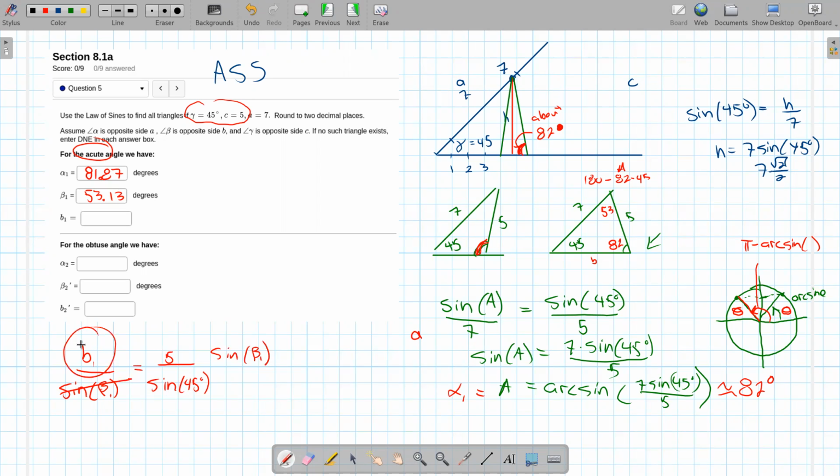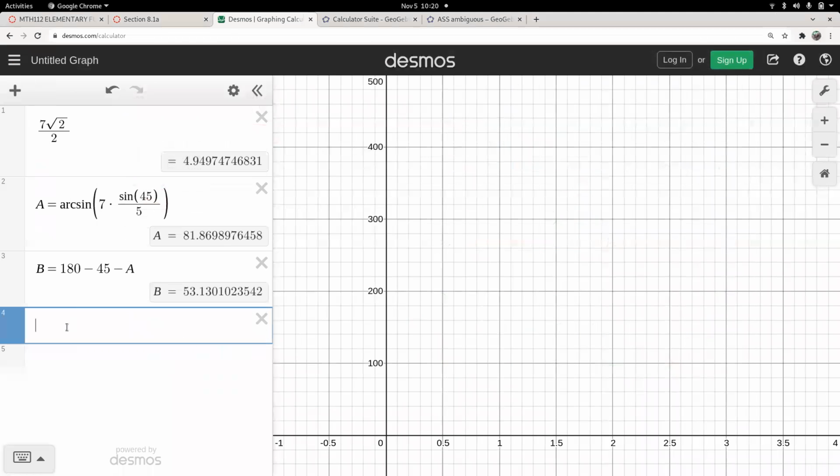And that is our length B. So let's try that on the calculator. My length B, which I don't need to name because I don't need to reuse it, is going to be equal to the side 5 times the sine of my previous answer here. So take advantage of that previous answer on your calculator, divided by the sine of 45.